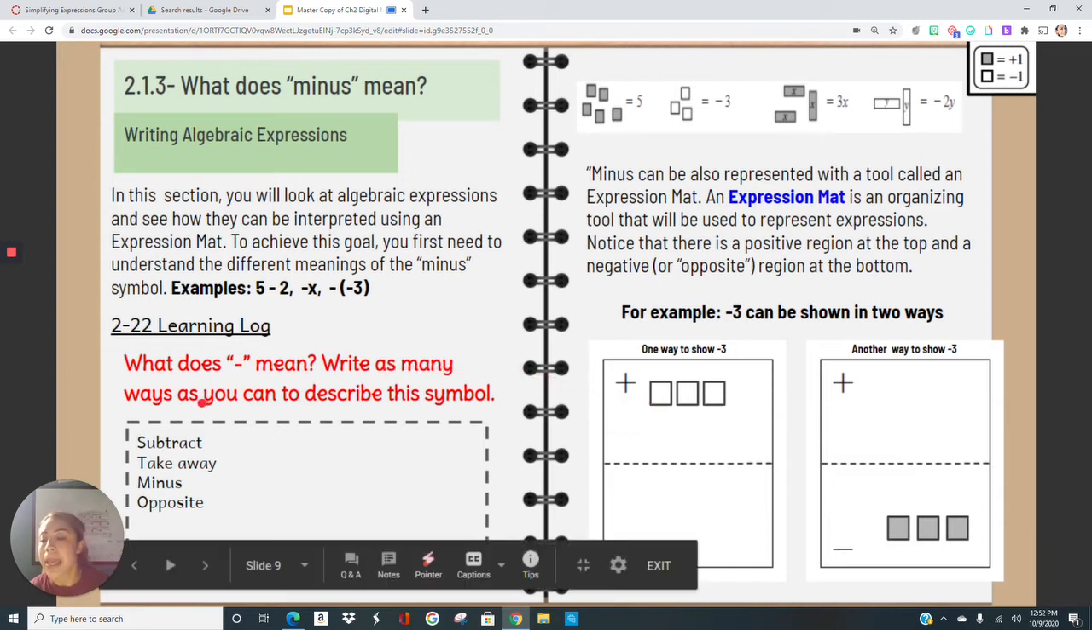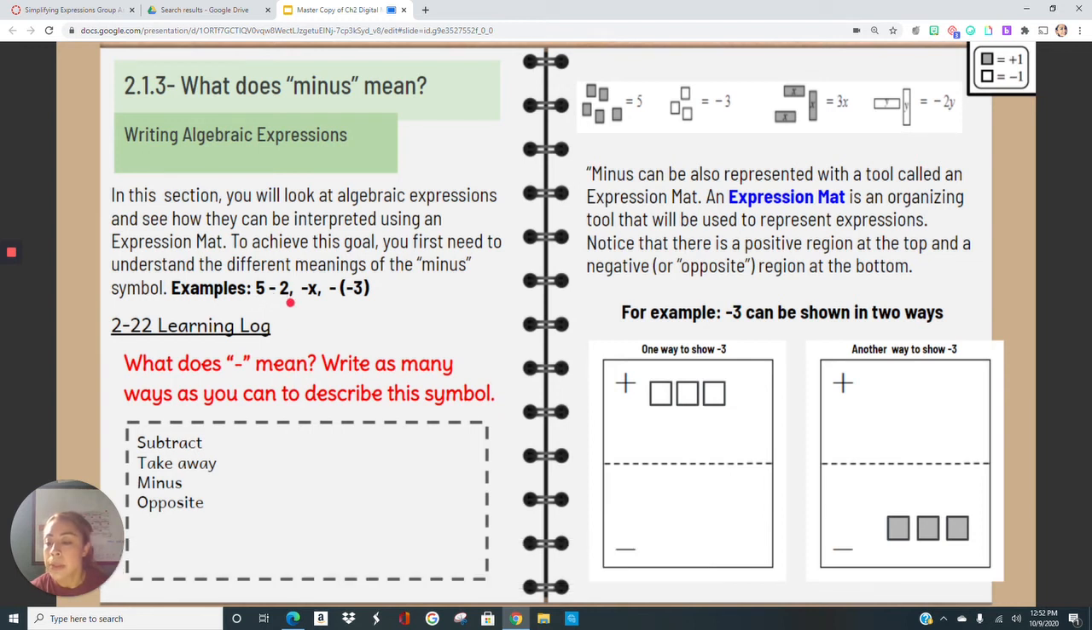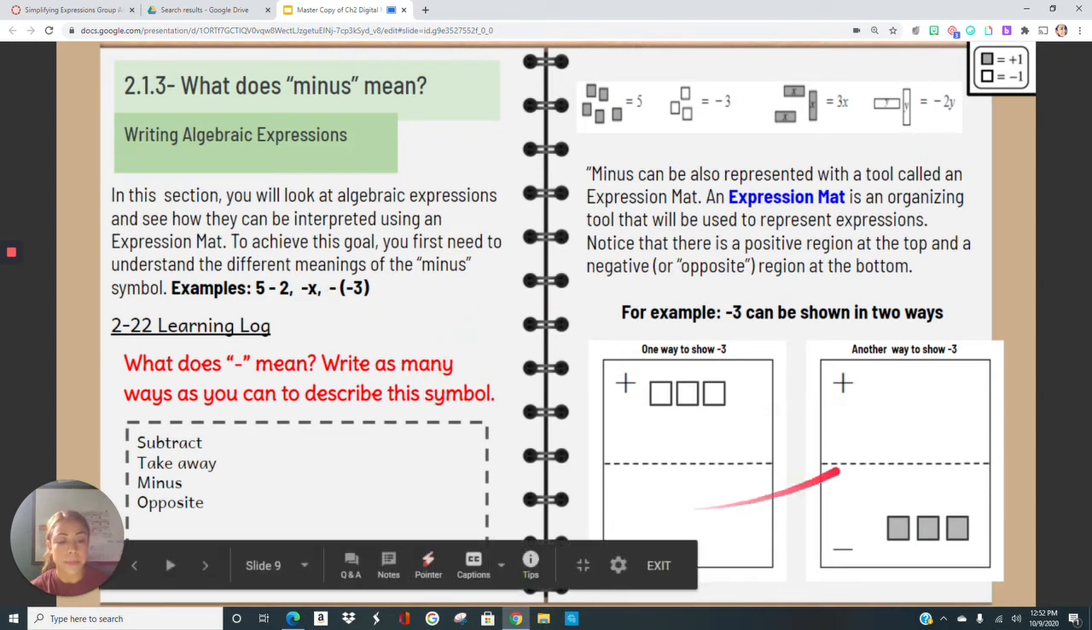But before we began, we talked about what does minus mean. These are some of the terms that the students in the class came up with: subtract, take away, minus, opposite. So for example, this means negative x or the opposite of x. This here is the opposite of negative 3. So that was our first discussion.